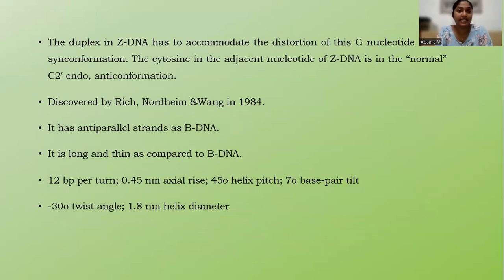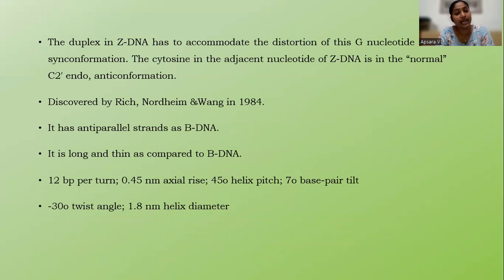The duplex in zDNA has to accommodate the distortion of this G nucleotide in the syn conformation. The cytosine in the adjacent nucleotide of zDNA is in the normal C2 endo-anti-conformation. This was discovered by Rich, Nordheim, and Wang in 1984. It has anti-parallel strands, very similar to bDNA.